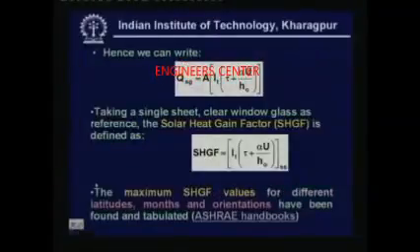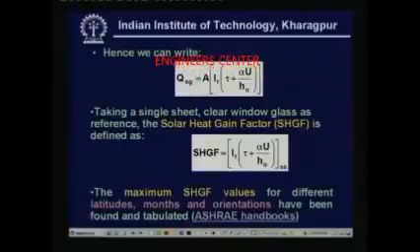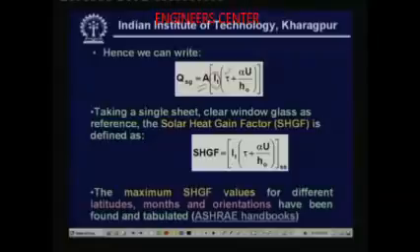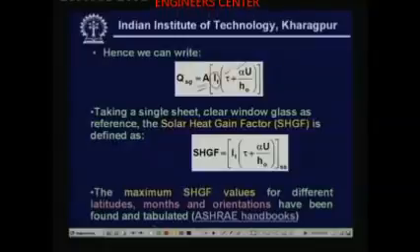Now, what we can do is from the last expression we can write Q_SG like this. Okay, take out A, and you can also take out I_T. So, you can write Q_SG is A into within brackets I_T multiplied by within brackets tau plus alpha U by h naught. As I said, tau is the transmittivity, alpha is the absorptivity, U by h naught is your fraction n. Okay.